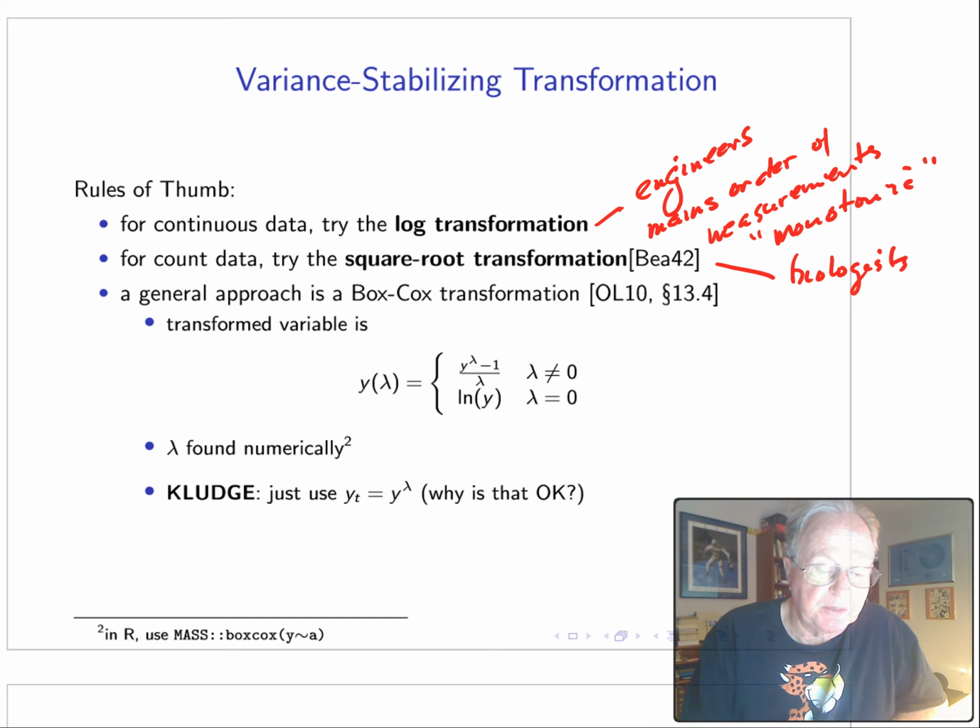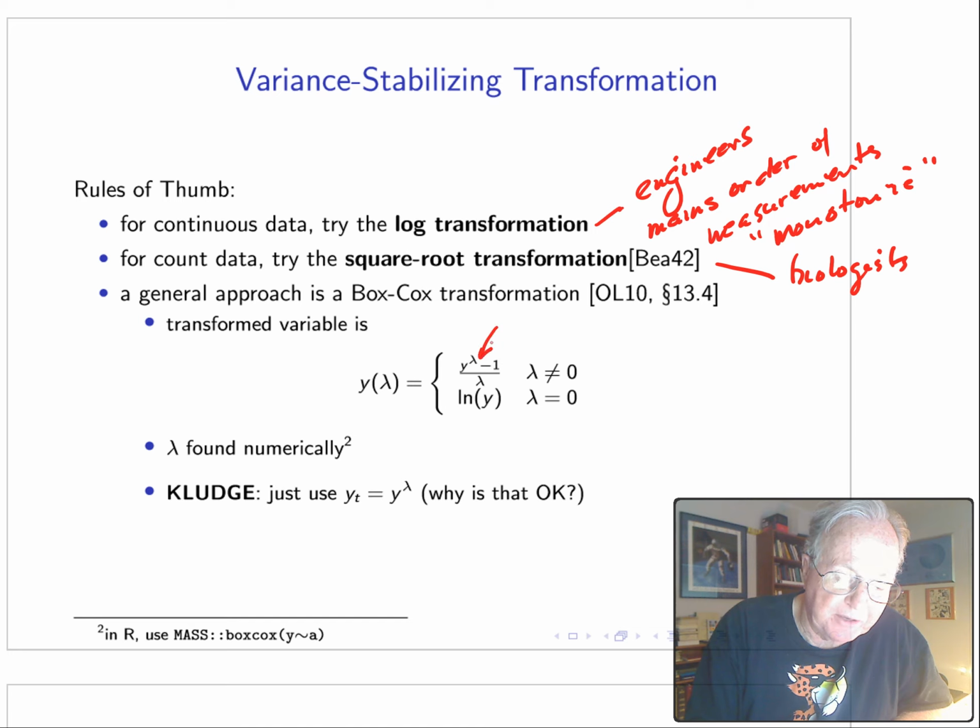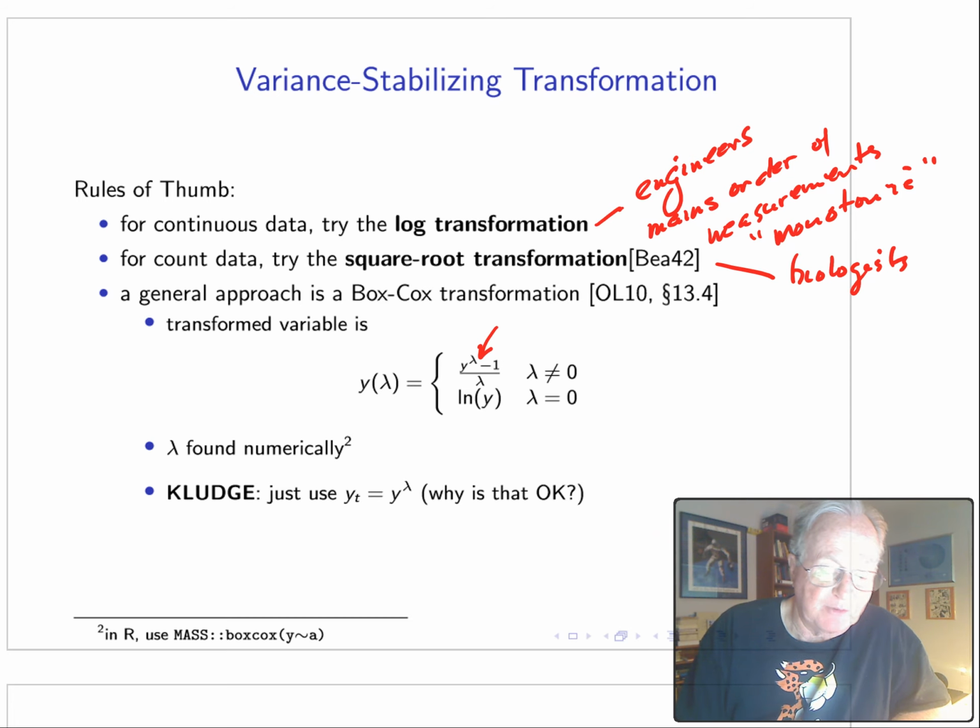The general approach is embodied in something called the Box-Cox transformation. The transformation says find a power to raise the data to, and so there's that power, lambda. And so here's their official transformation. We take the data, raise it to the lambda power, subtract off 1, and divide it by lambda when lambda is not 0.